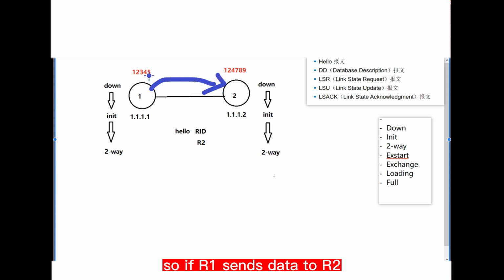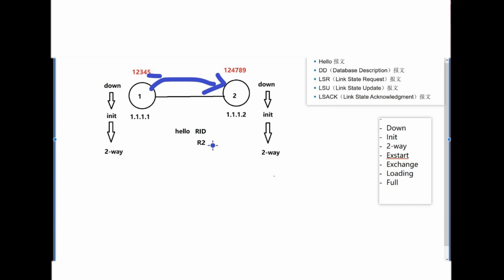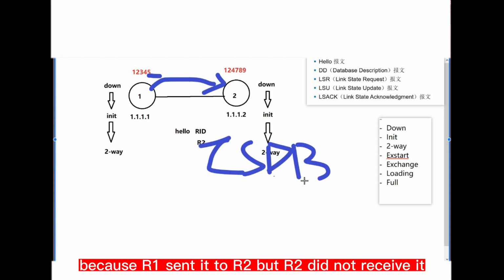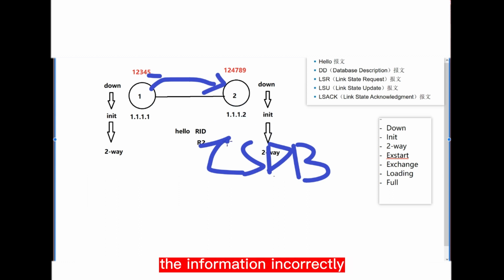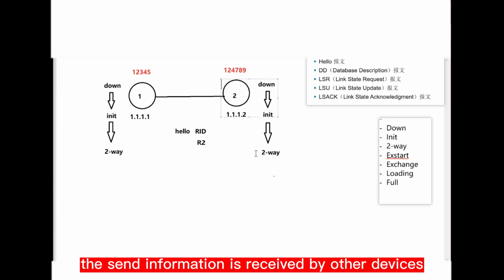So if R1 sends data to R2, it thinks that R2 has received this data, but actually it doesn't receive. The resulting databases are different. That is, their LSDBs are different. Because R1 sent it to R2 but R2 did not receive it, they end up computing the information incorrectly. If you want to ensure that LSDB is completely consistent, it is necessary to ensure that the sent information is received by other devices. So it's actually a question of reliability when syncing.